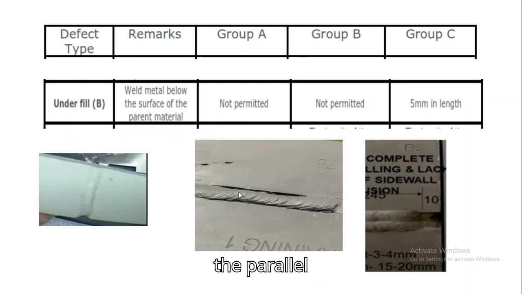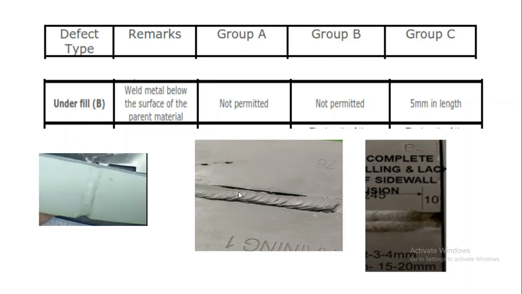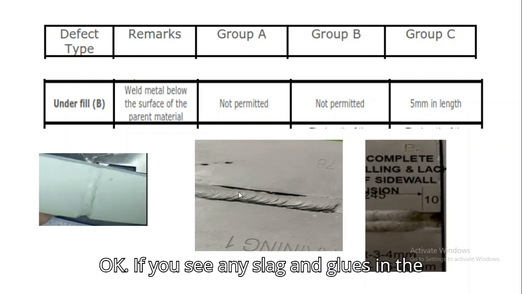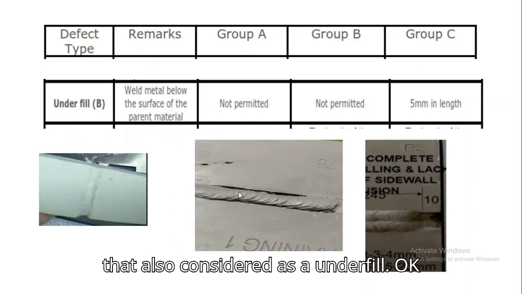Okay, it's below the parent metal. That weld metal is below the parent metal. Okay, if you see any slag inclusion in the middle of the weld, that is also considered as an underfill. Okay.